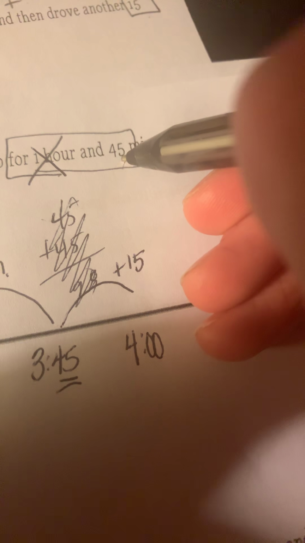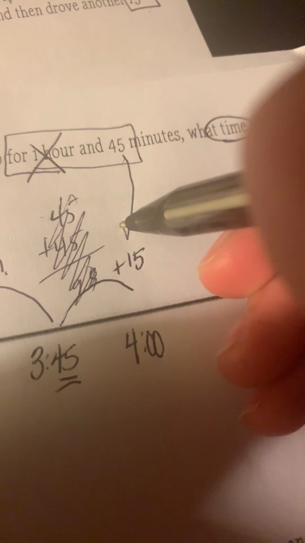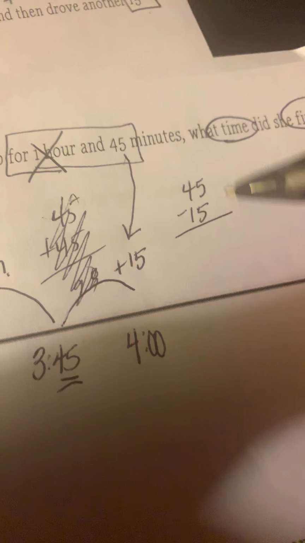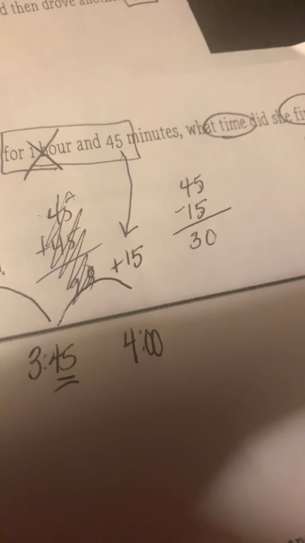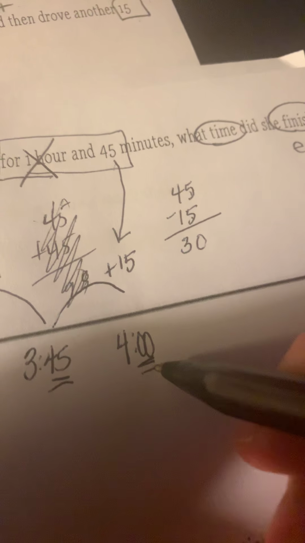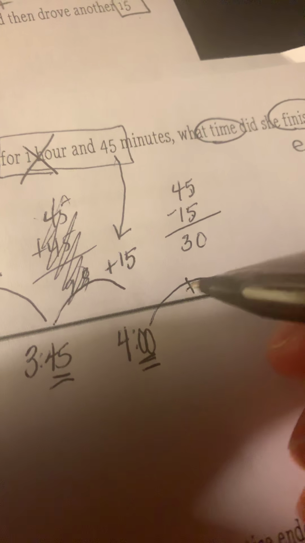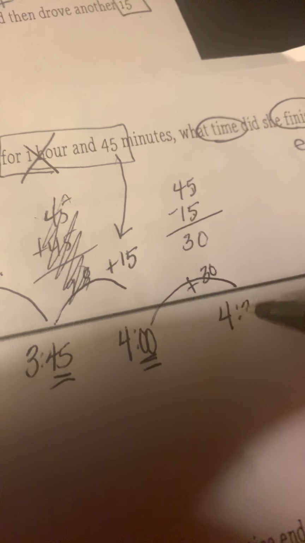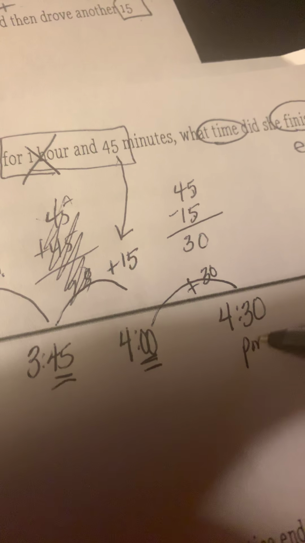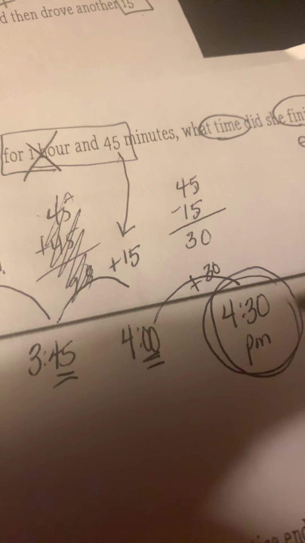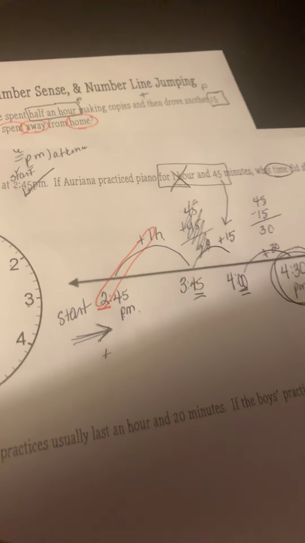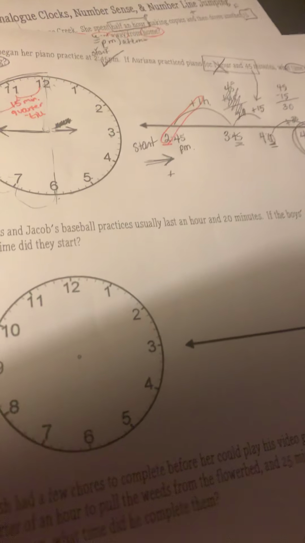All right, so 45 minutes. How many have we used? 15. All right, so let's see how many are left. 30. Well, look what you're at. You're at a 0. 0 plus 30 is 30. So in 30 minutes, it'll be 4:30. That is what time she finishes. And this is what I mean about thinking logically. You've got to show them how to think and use those 15s, those 30s, the 10s, the 5s.